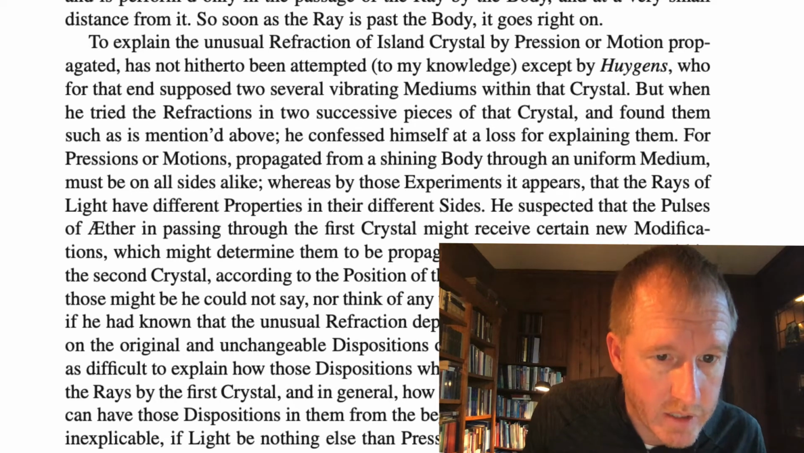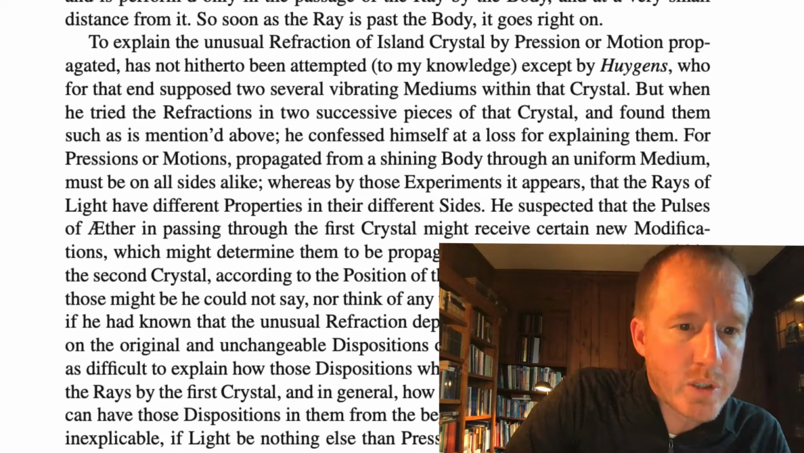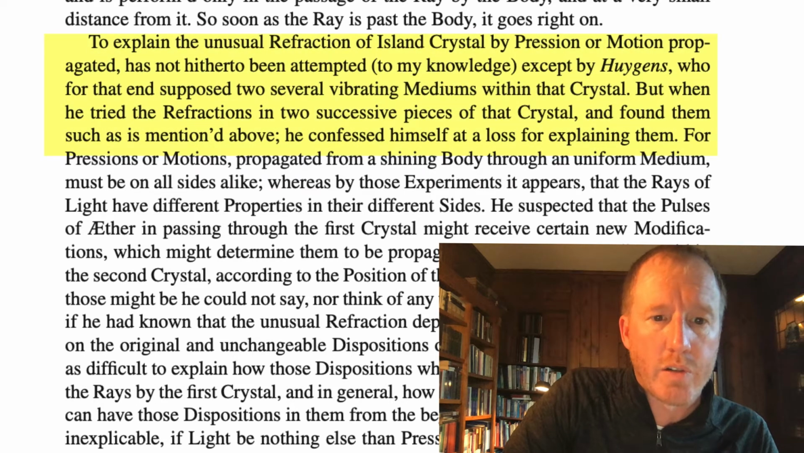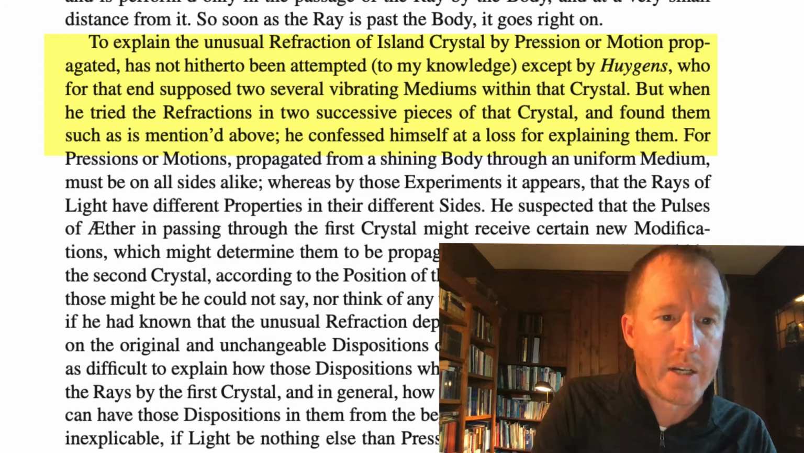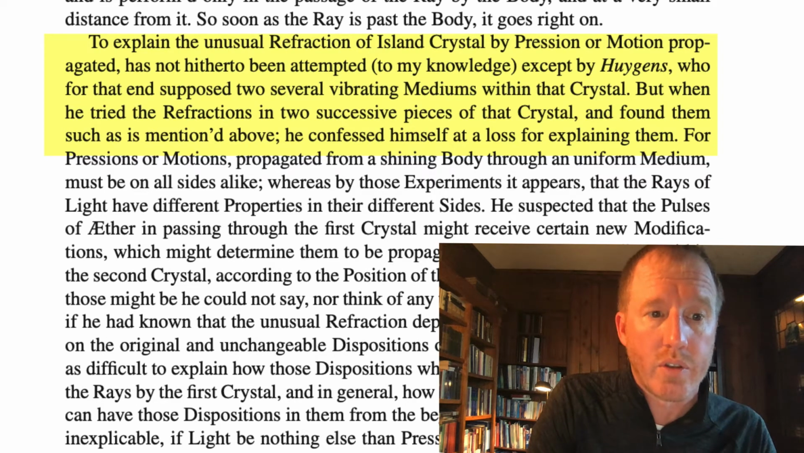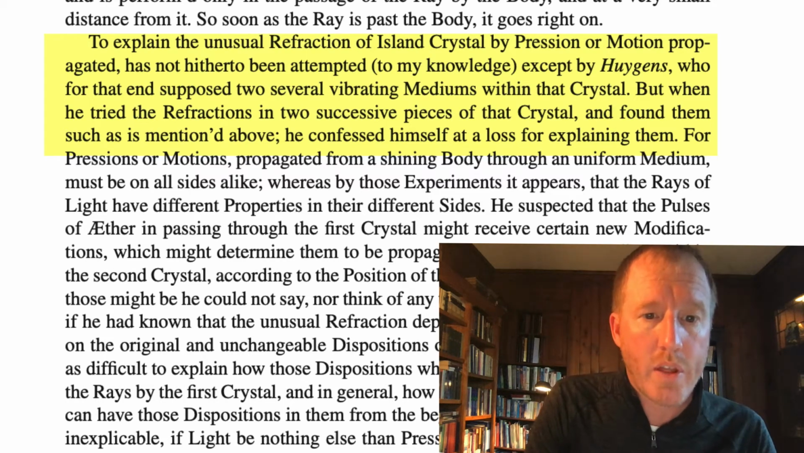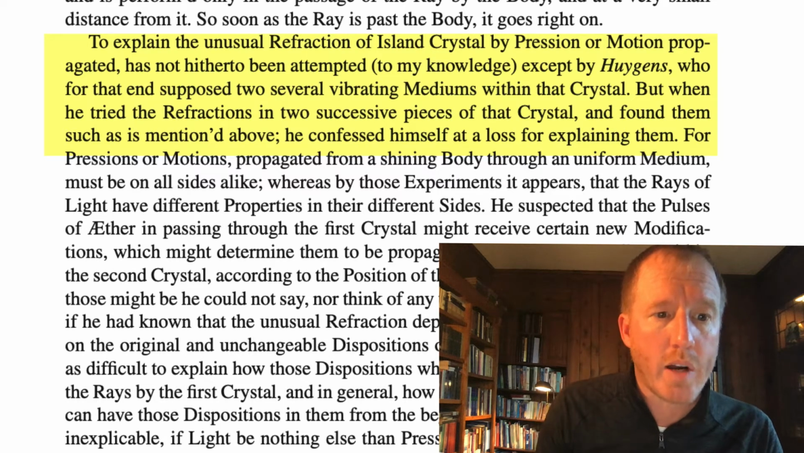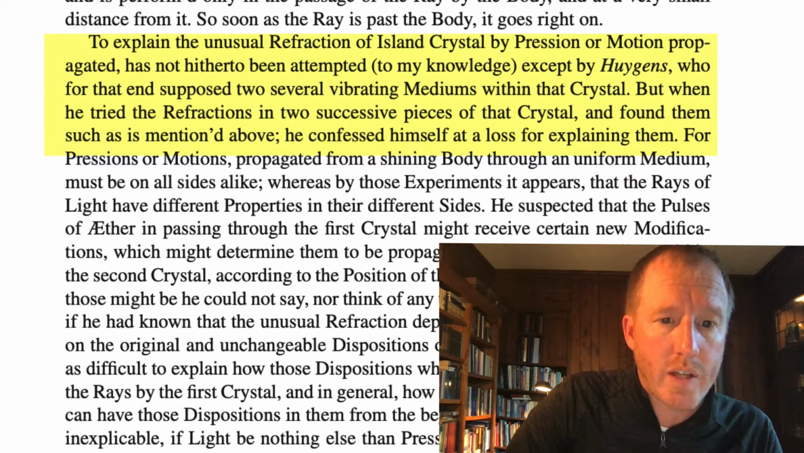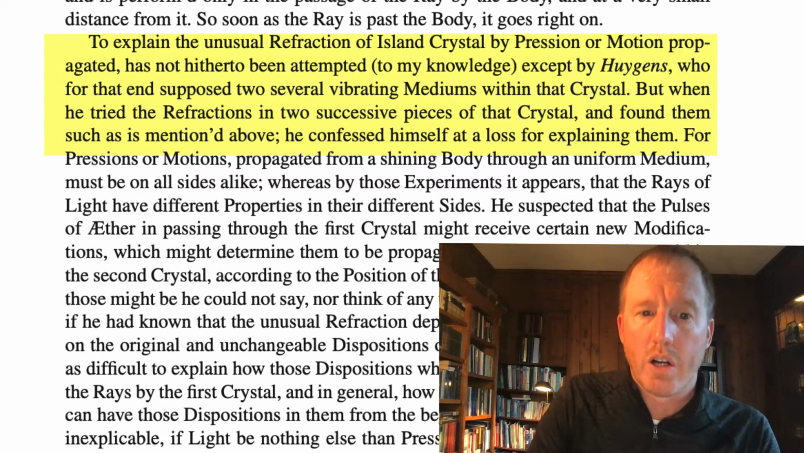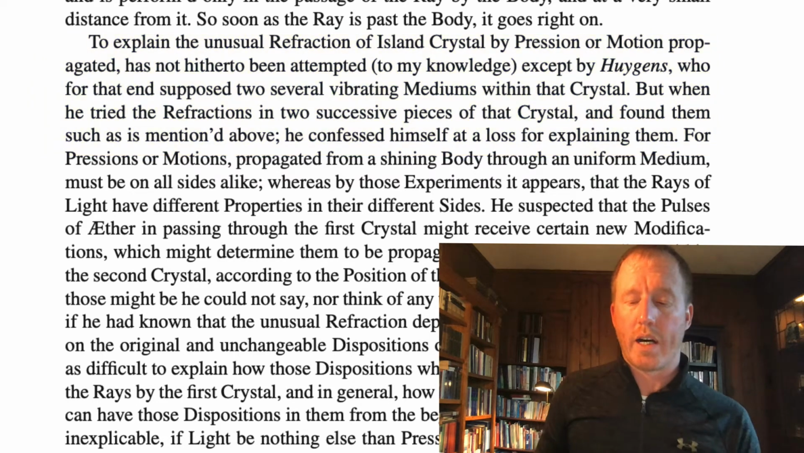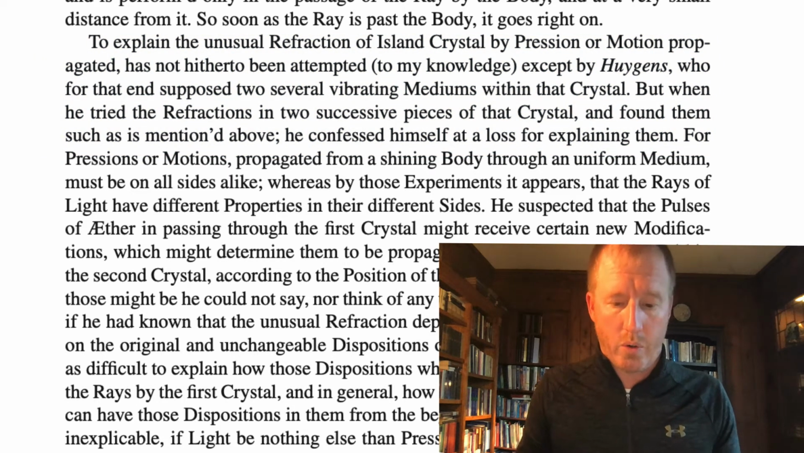In fact, actually, he does mention Huygens by name. He says, "To explain the unusual refraction of Iceland crystal by pressure or motion propagated has not hitherto been attempted to my knowledge except by Huygens, who for that end supposed two several vibrating mediums within that crystal. But when he tried the refractions in two successive pieces of that crystal and found them such as mentioned above, he confessed himself at a loss for explaining them." So even Huygens was not satisfied with his own explanation.